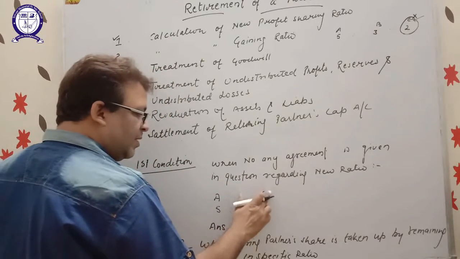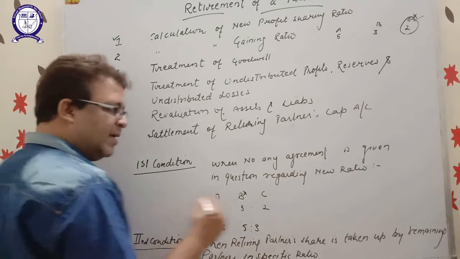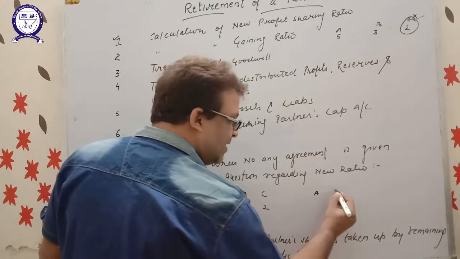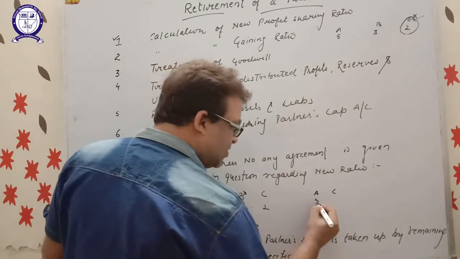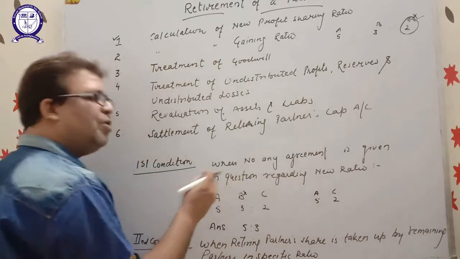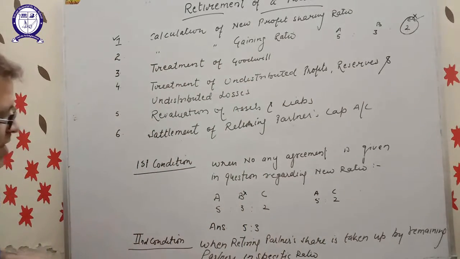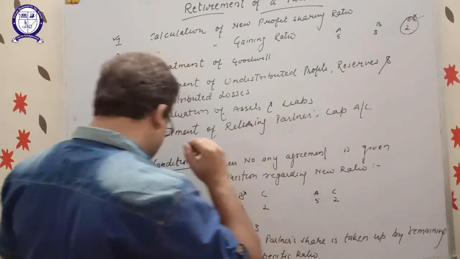Suppose B is taking retirement. The remaining partners are A and C now. The old ratio of A and C was 5:2. This ratio will now be treated as the new ratio. So this is the first condition of calculating new profit sharing ratio.